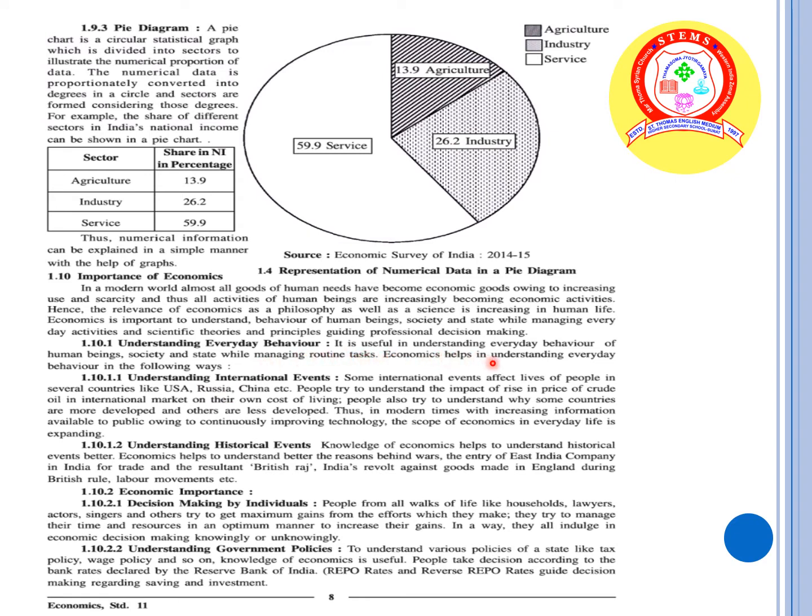Now, economics helps in understanding everyday behavior in the following ways. So, let us understand the following ways. First one is understanding international events. Some international events affect the lives of people in several countries like USA, Russia, China, etc.